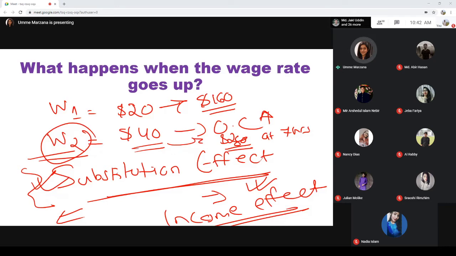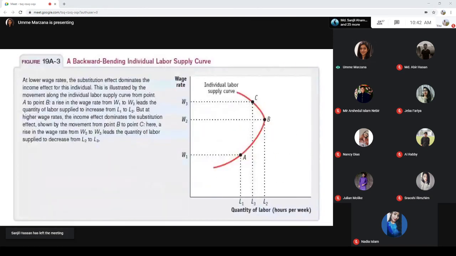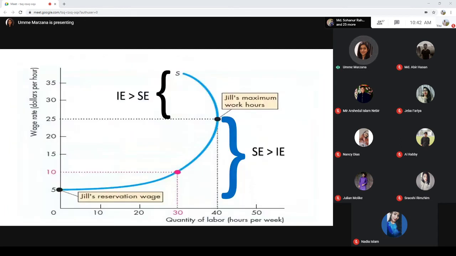When we draw this individual labor supply curve, we're going to look, it has a very unique shape. What is this shape? This basically bends backward. This is known as a backward bending individual labor supply curve. Let's look at a specific example with numbers. Here, this is a person called Jill. This is Jill's individual labor supply curve.